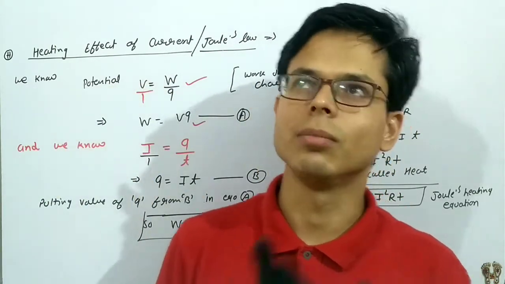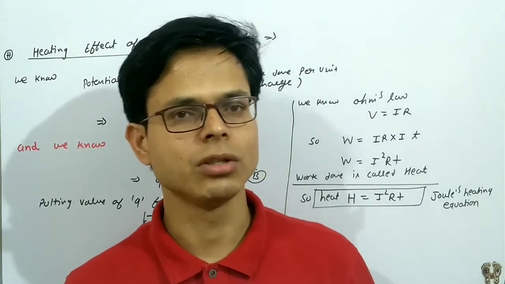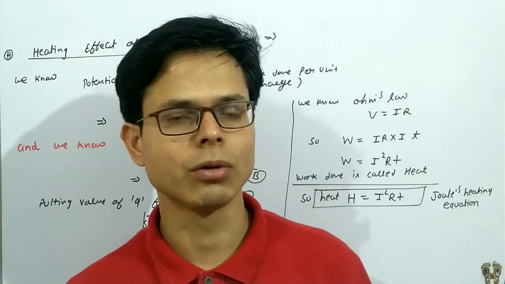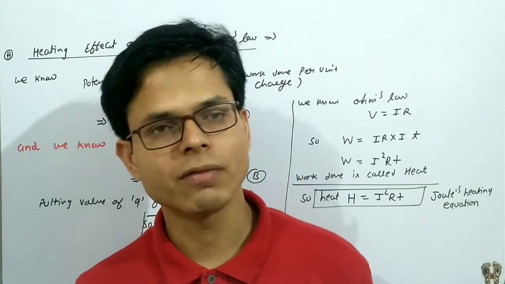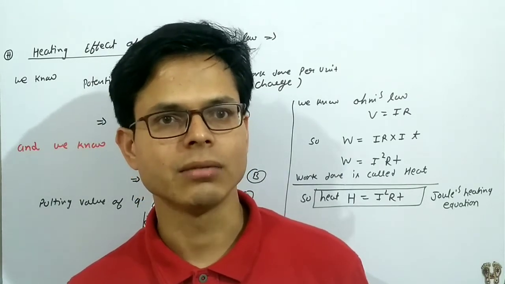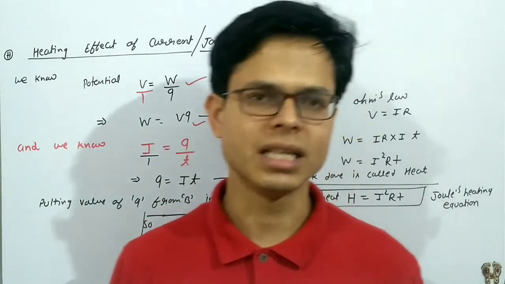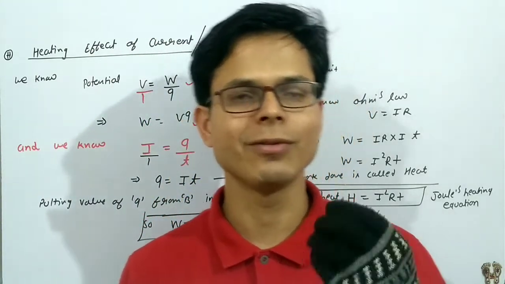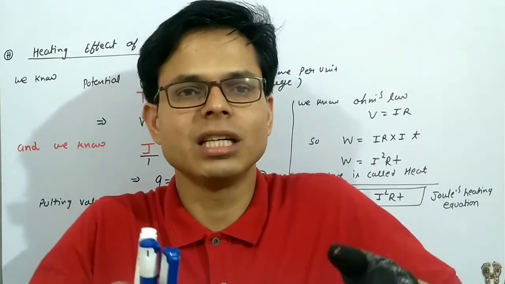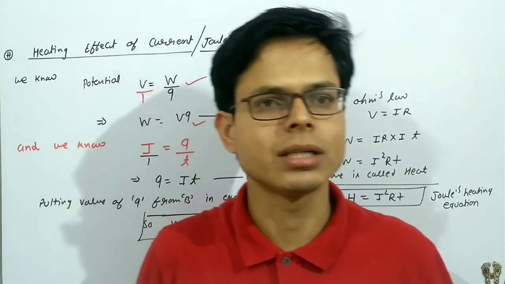For example, you see the bulb. When current flows through the bulb, the bulb will heat up. You see here the fuse, which we normally use. That fuse wire works on the principle of heating effect. Iron, heater and geyser work on the principle of heating effect. When current flows, the temperature will increase. It is used to boil the water in heaters.